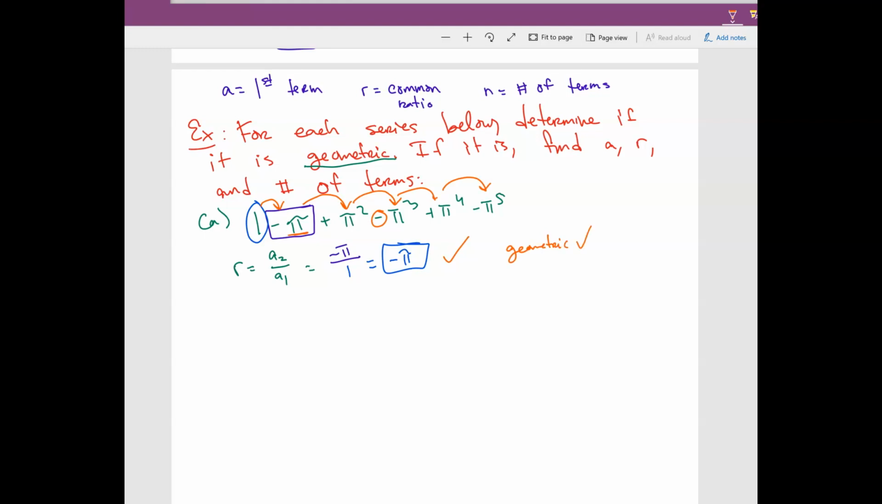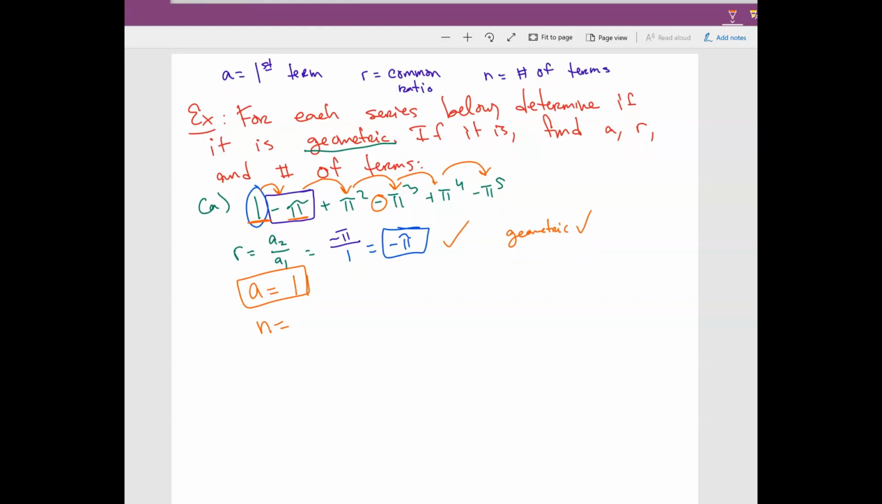Now I found what R is. Now we have to figure out what A is. A in this case is the first term, which is just 1. And now we have to find the number of terms, n. So how many terms do we have? Well, one way you can do it is just count the terms: 1, 2, 3, 4, 5, 6. So that's 6 terms.